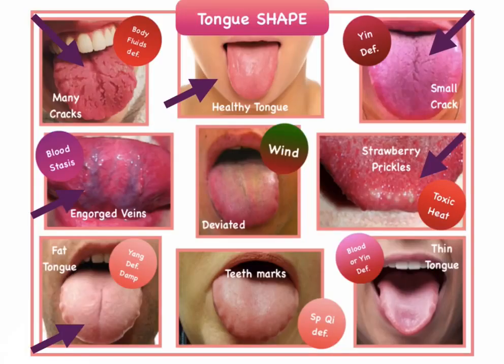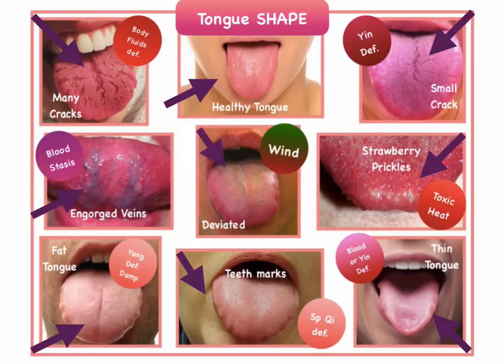Can you see that? So remember, fat tongue, yang deficiency. Thin tongue, on the other hand, is a blood or yin deficiency. So if it's pale and thin, it's a blood deficiency. If it's red with no coat and thin, that's a yin deficiency. And the one in the middle with the really pronounced teeth marks is definitely a spleen Qi deficiency due to stress. The person is worried, overthinking, and they're constantly clenching their jaw, which creates the teeth marks.